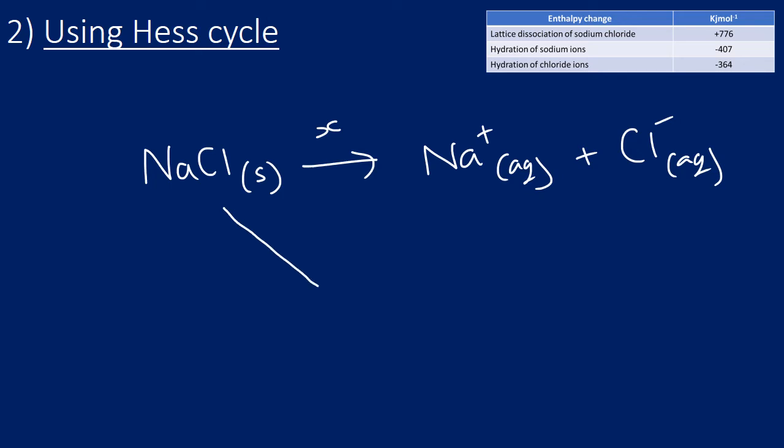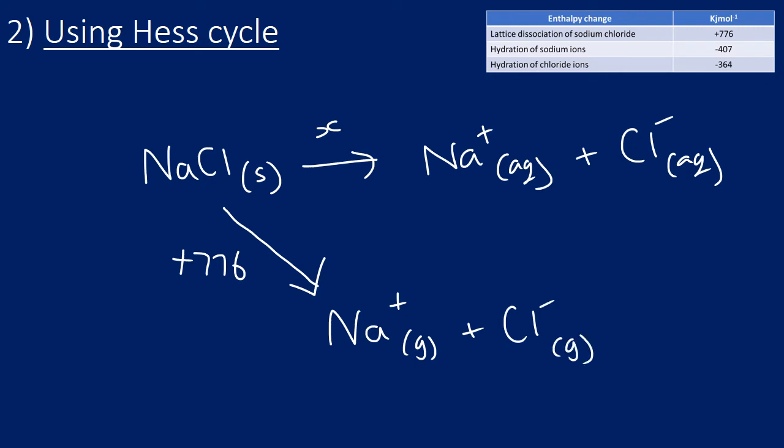I've been given a value for lattice dissociation, which is plus 776, and that's going to be forming gaseous ions. I've also been given the value of the hydration of sodium, which is from the gaseous ion to the aqueous ion, and that's minus 407. I've also been given the value of the hydration of chloride, which is from gaseous chloride to aqueous chloride, again 1 mole, minus 364.